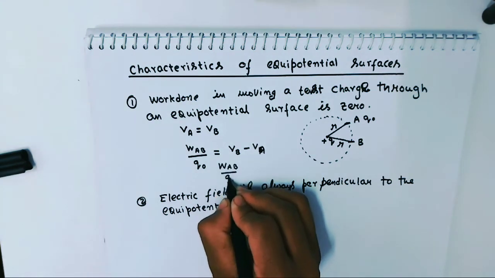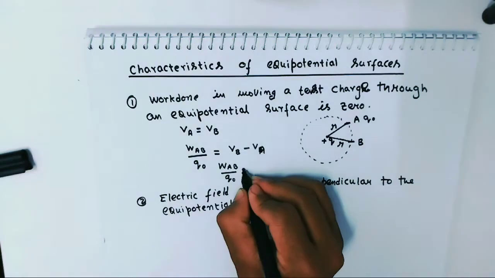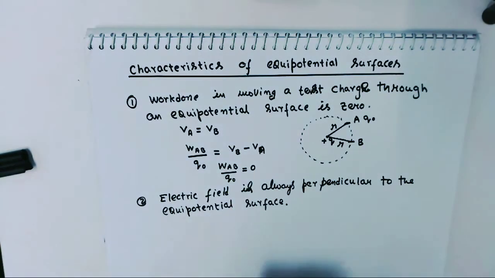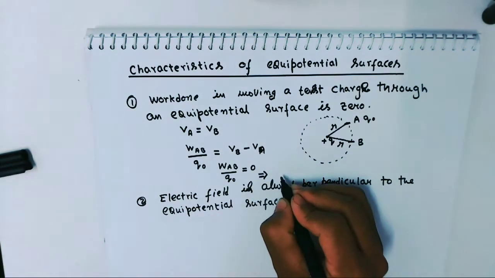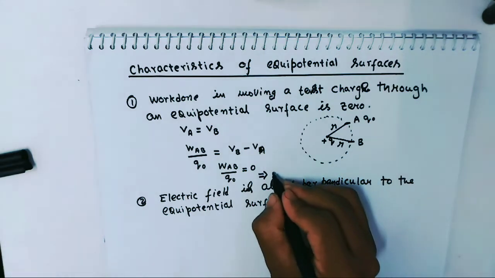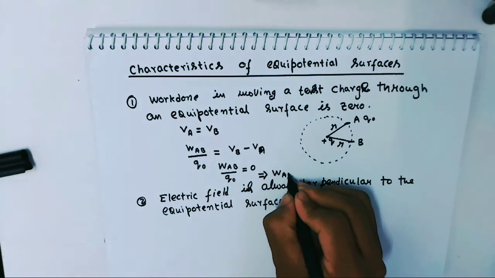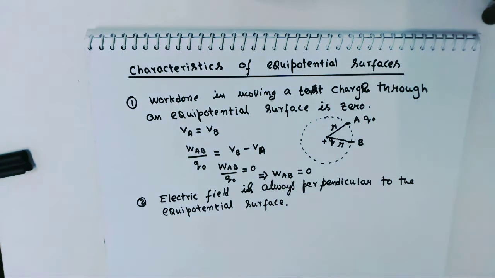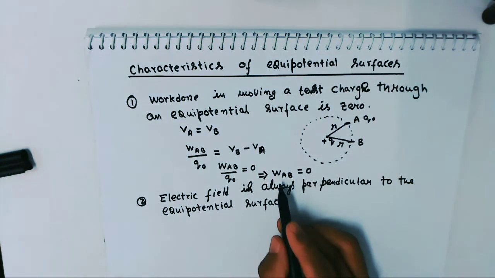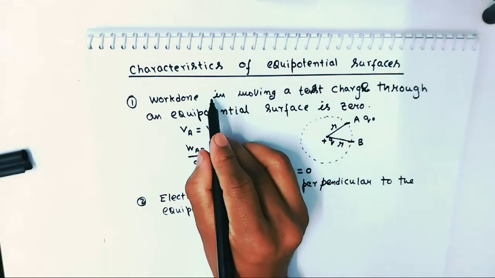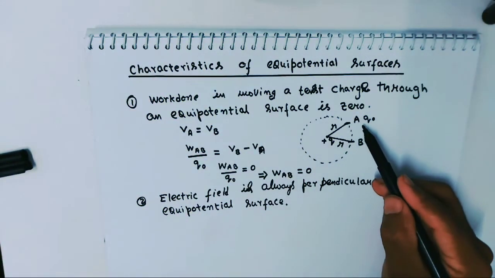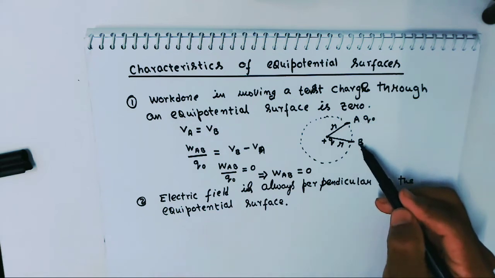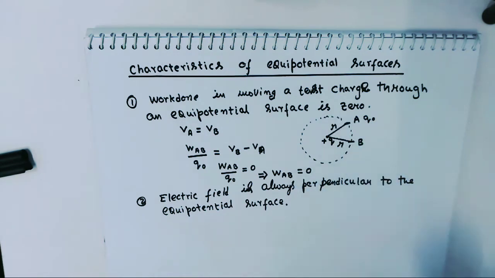So since VA equals VB, WAB divided by Q0 is equal to 0, and this implies that WAB is equal to 0. So this shows that the work done in moving a test charge through an equipotential surface is 0.